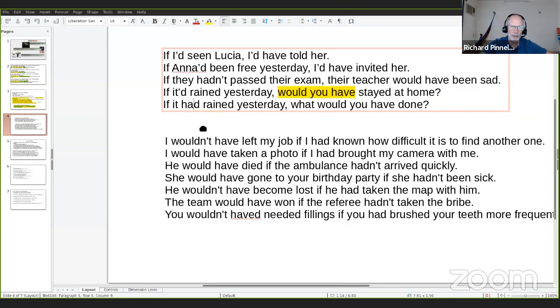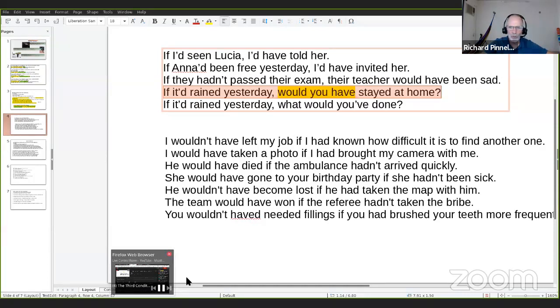Another question, sorry, with two contractions. If it had rained yesterday, what would you have done? Here we can contract this. So let's practice. I think we'll just practice the pronunciation of these two questions. If it had rained yesterday, would you have stayed at home?